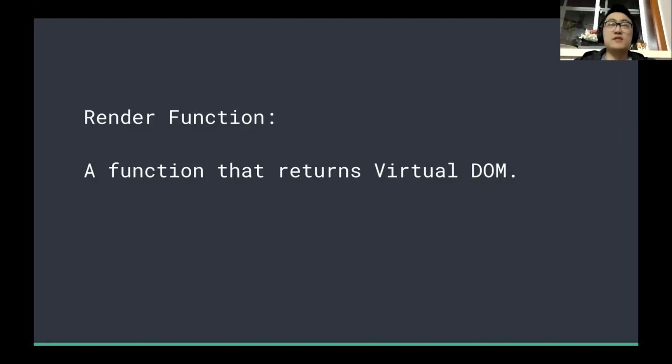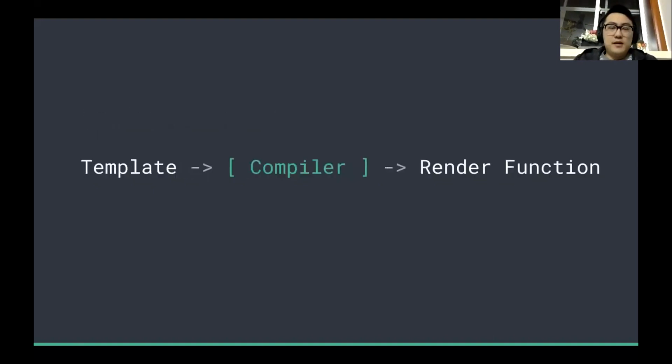But I personally don't do that all the time. It's very powerful, obviously, but it only caters to some very advanced use cases. And most of the time in application level code, I still write templates because templates are easy to read. And how do we turn templates into render functions? This is the job of the compiler.